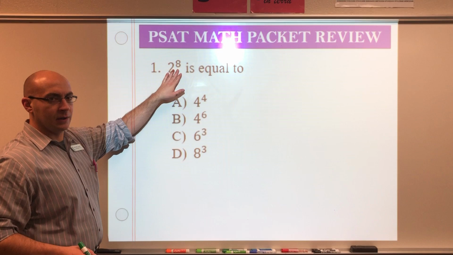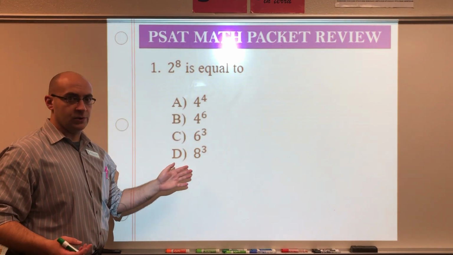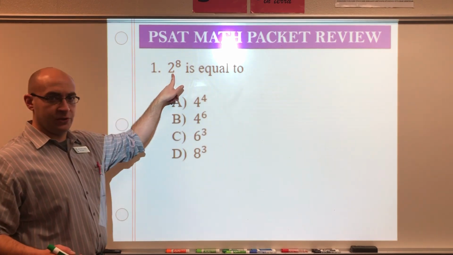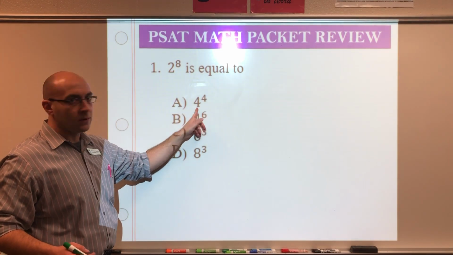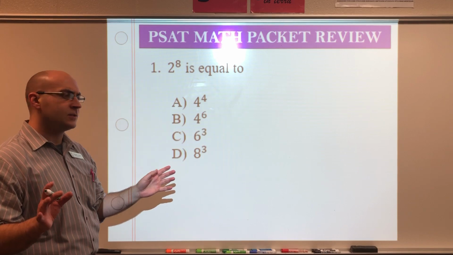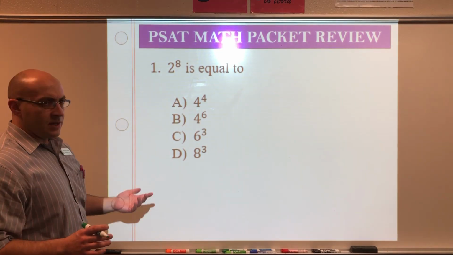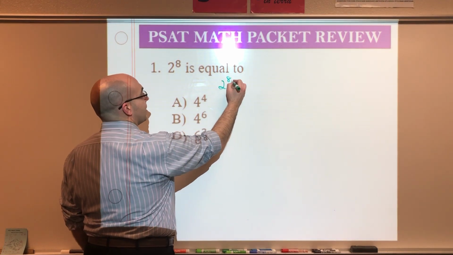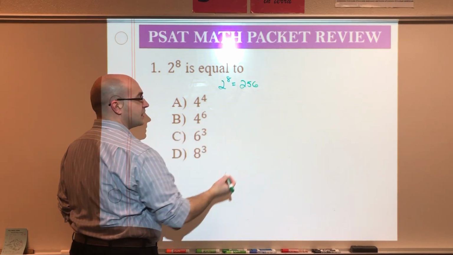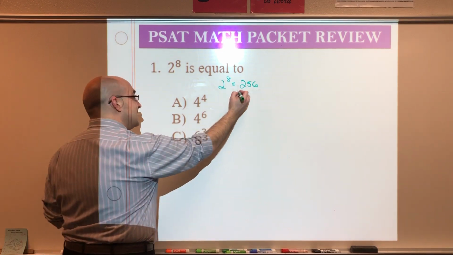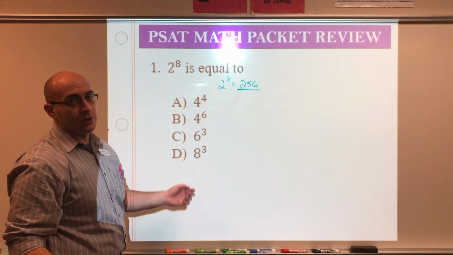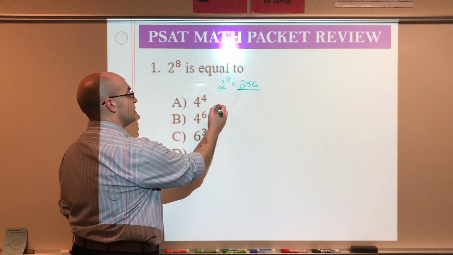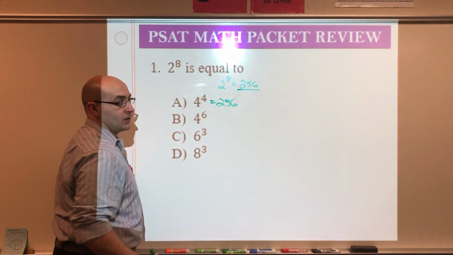So 2 to the 8th power is equal to one of the 4 choices. So these are exponents, right? Which means there are 8 2's multiplied times each other. There are 4 4's multiplied times each other. So on and so forth. So how do I solve this? Well, if I have a calculator, it's pretty simple. I'm going to put 2 to the 8th power in the calculator, which will give me 256. And what I'm going to do is I need to find which of these 4 choices gives me 256 as well. It just so happens that the first choice will give me 256 when I put that into the calculator.